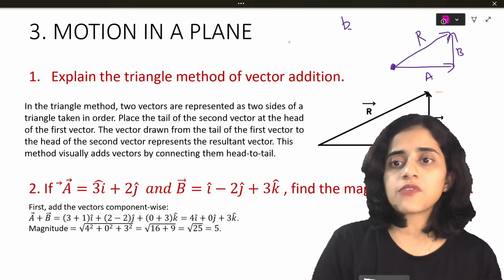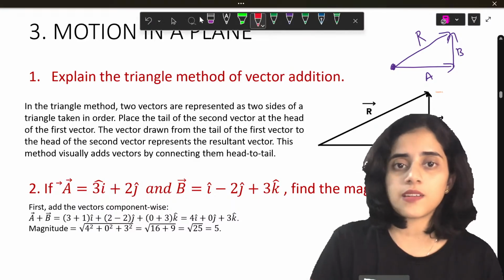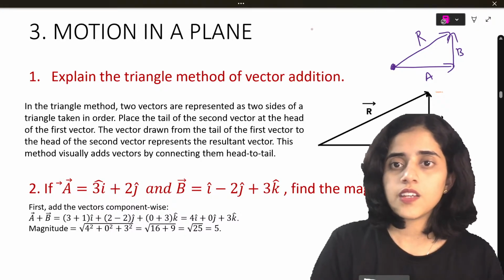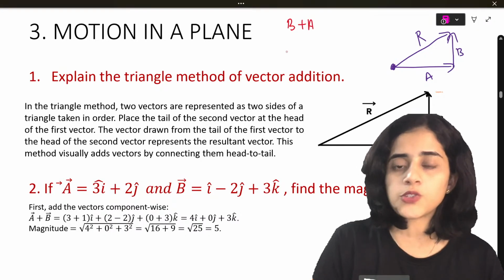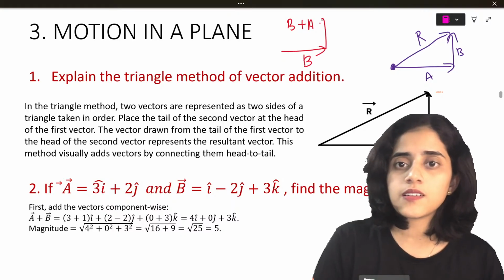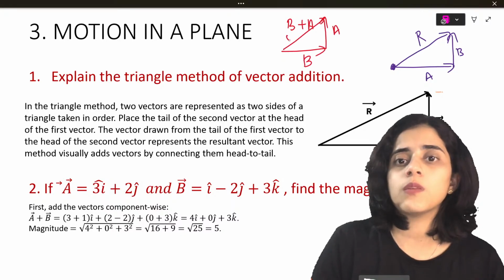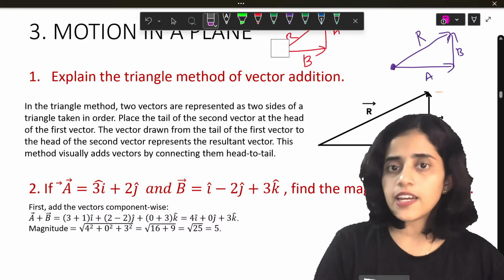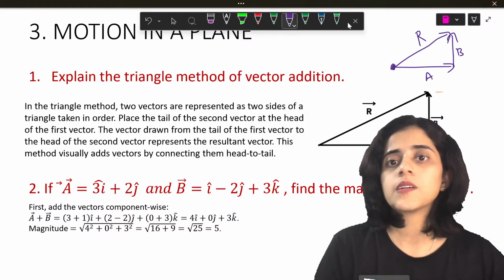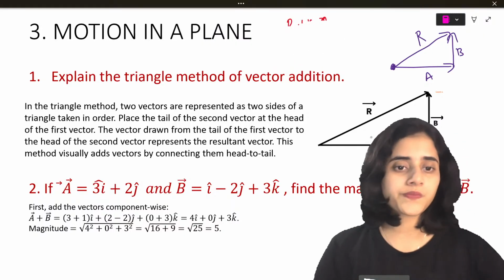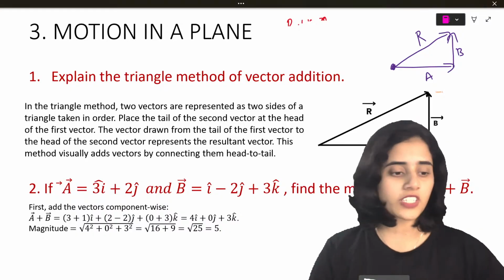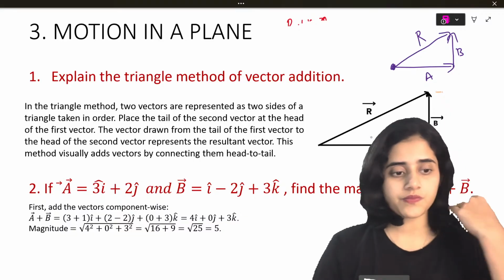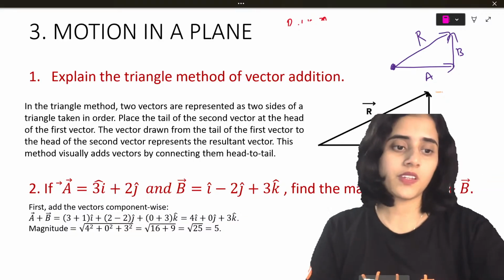Now imagine if I have to do B plus A. If I have to do B plus A, then I should put B first. B plus A will be R. So the order is important. My diagram is for A plus B. Any doubts for triangle law? Okay, next question.